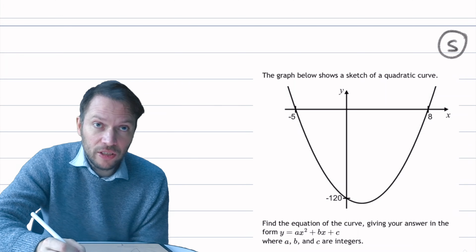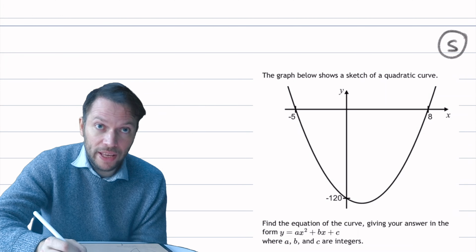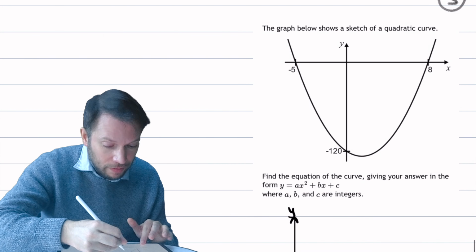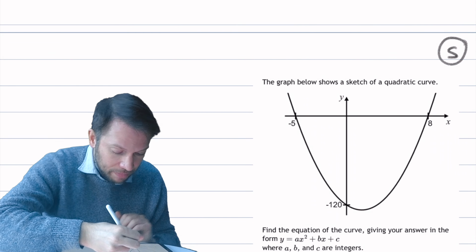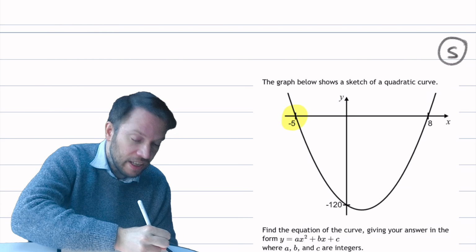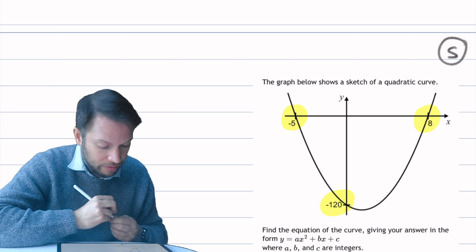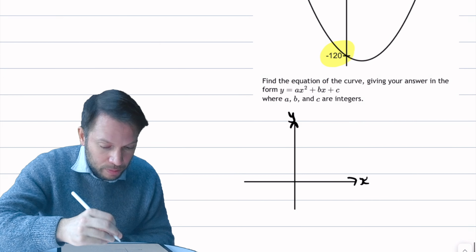Hi, in this video we're going to use a quadratic graph to work out its equation in expanded form. Now we're given the x-intercepts, which are here, also known as roots, and we're given this y-intercept, and that's the only information we're given about this quadratic graph. Now let's suppose we were doing the opposite.